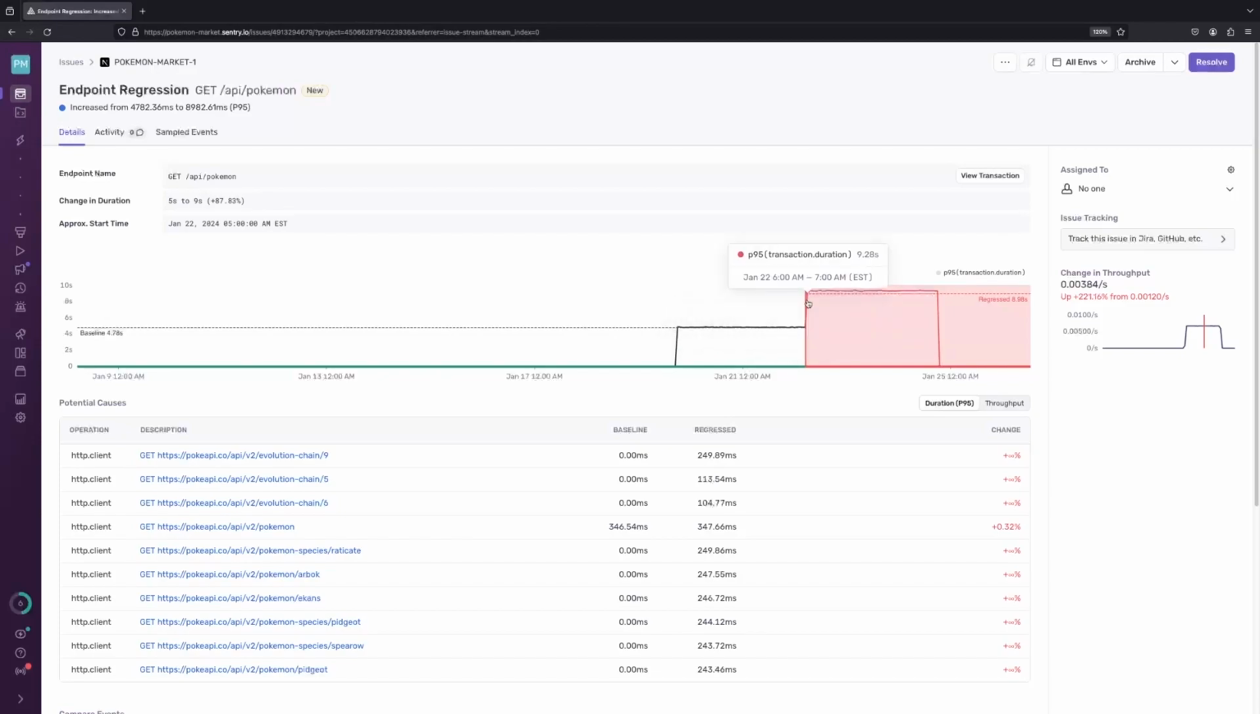On the side, we also have a throughput chart. It seems that the throughput to this endpoint was fairly constant during this period, so we can likely rule out an increase in traffic to be the cause of the regression.